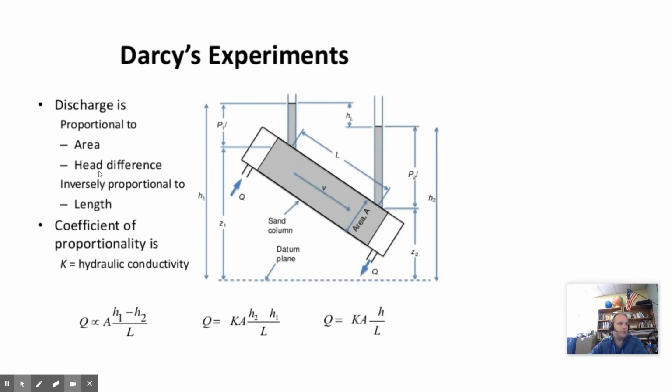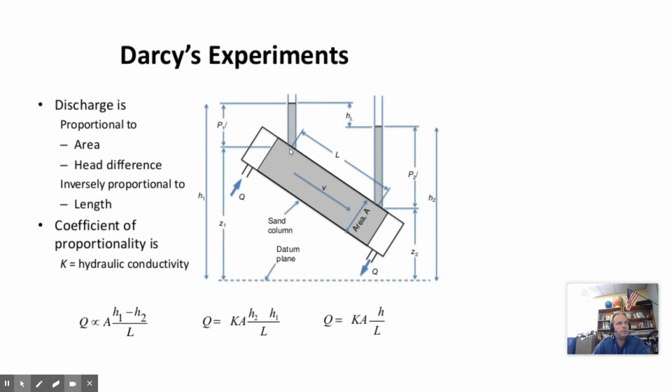Darcy figured these things out by creating an experiment with a tube, and we're going to do something very similar in class. If you put water through the inlet here and measure the discharge going in and the discharge going out, then you can measure the speed at which the water moves through here. That's the hydraulic conductivity. You might have this filled with sand or gravel or whatever.